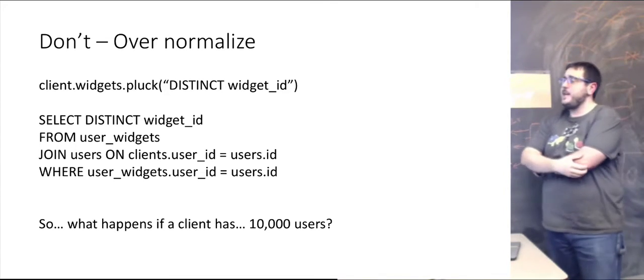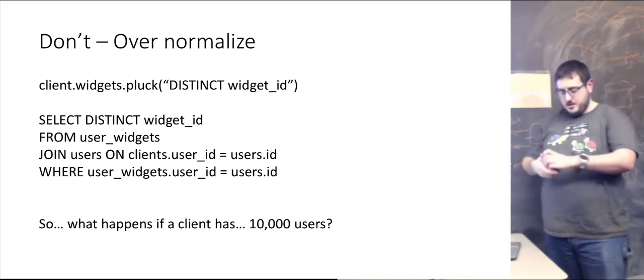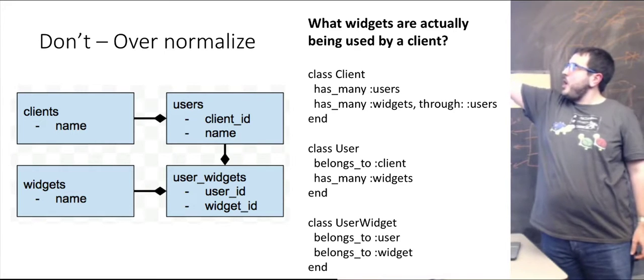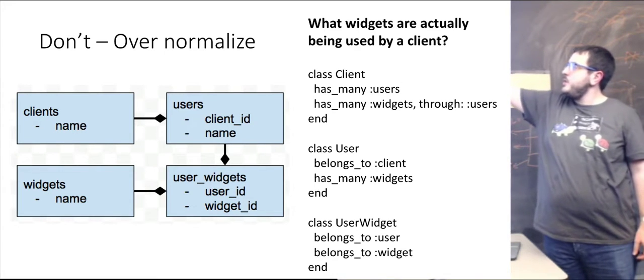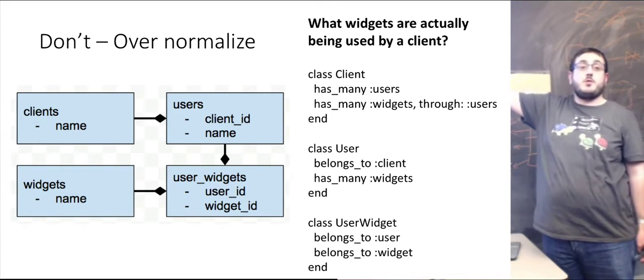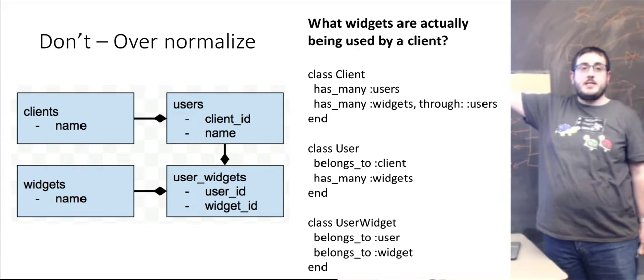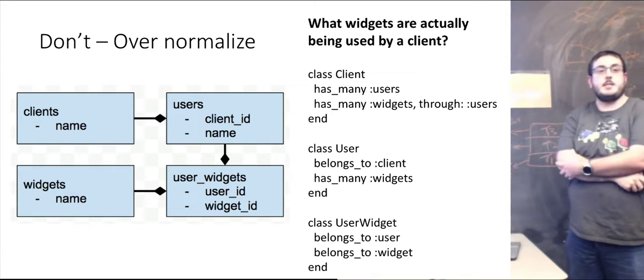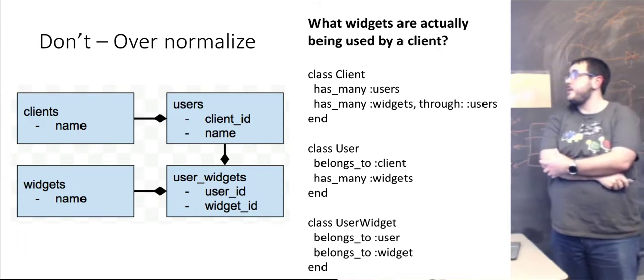But what happens if the client has 10,000 users? So we would essentially be saying, all right, load up all 10,000 users, join against the user widgets, which is has many, so we could have 50,000 records at that point, filter through all the distinct widget IDs and return that. That is hella slow because of that.